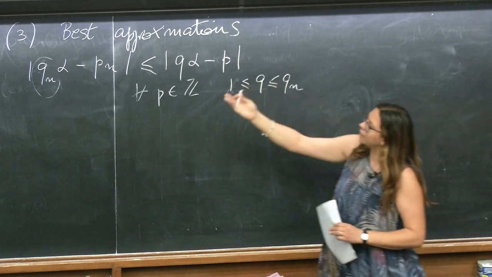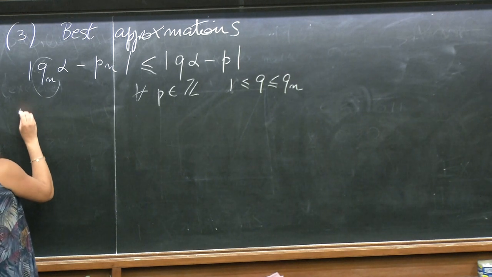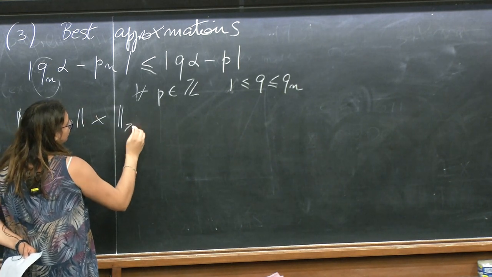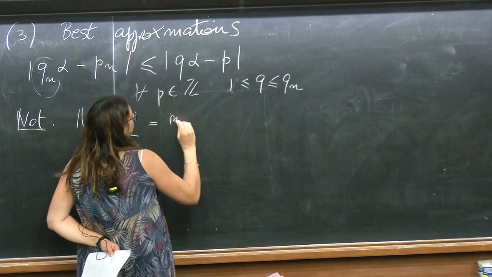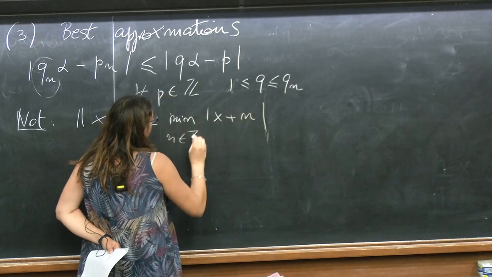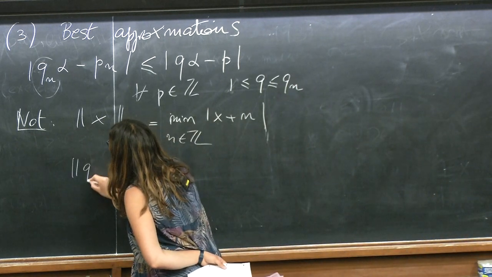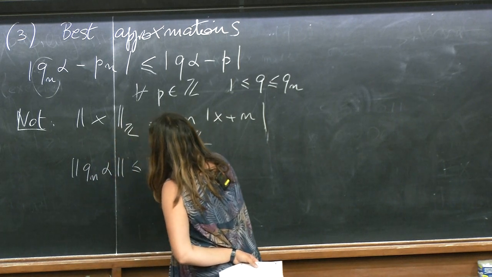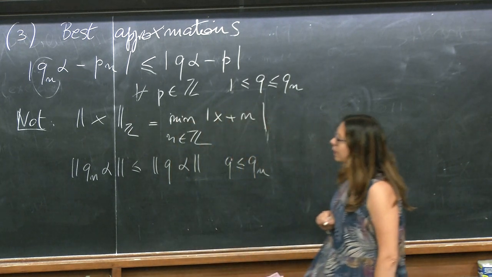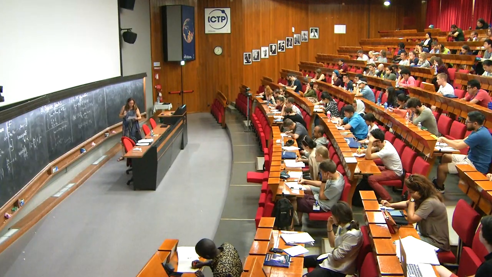In any case, they minimize the distance from integers. So maybe you can also use this notation. You can write the norm of x to be the minimum of the absolute value of x plus n, as n is an integer. And then you can read this as saying that the norm of qn alpha is less than the norm of q alpha for q less than or equal to qn. So this is like distance from integers. This is all I wanted to remind you.